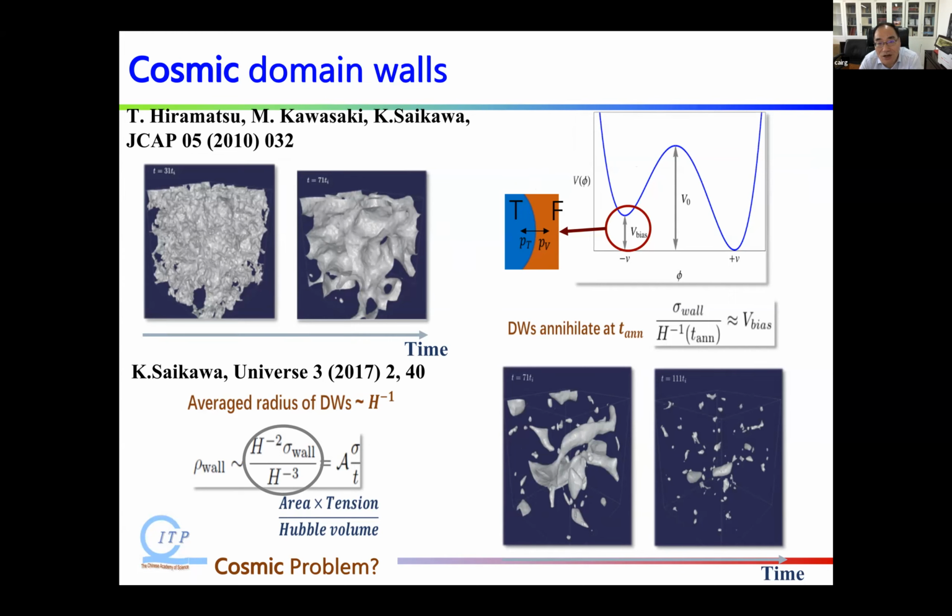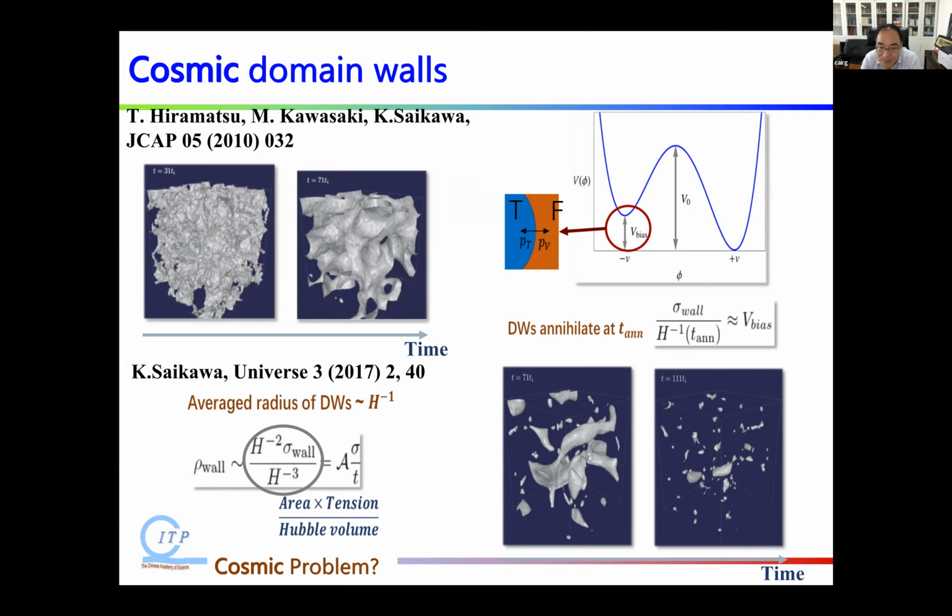So now we lift this vacuum, so that there is a true vacuum and a false vacuum. Except for the tension of the domain wall, there is a difference between the vacuum energies, so the domain wall will collapse at some time, the annihilation time. This happens when the tension of the domain wall over H, sigma over H, is almost equal to the bias, then the domain wall will collapse and disappear.